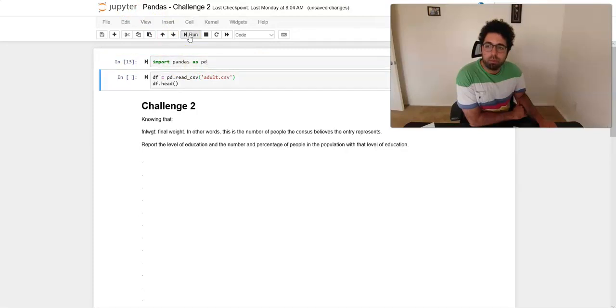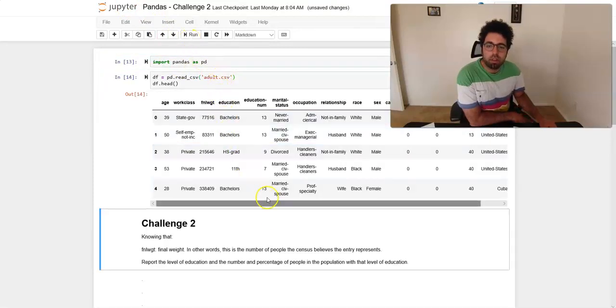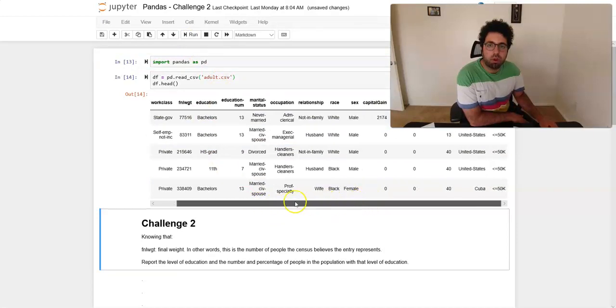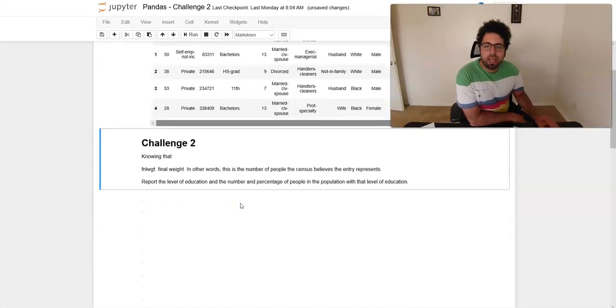First of all, we import pandas and also the adult data that we are getting to know better and better. This challenge wants us to create a table or a list of all of the education levels and the number and percentage of the people in the population with those education levels in 1996.